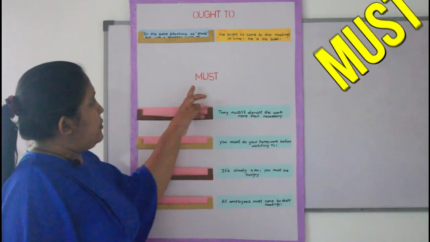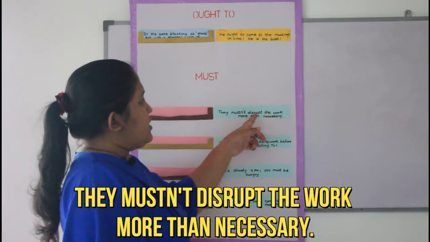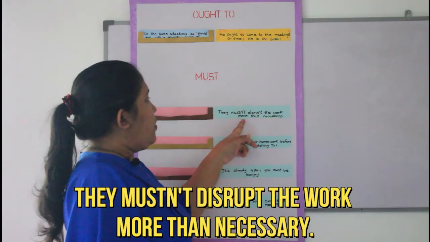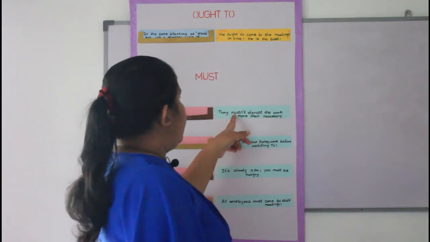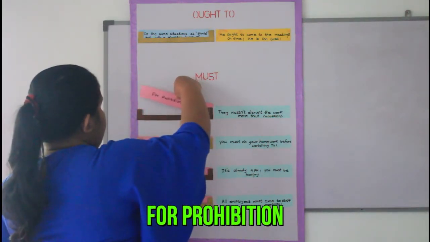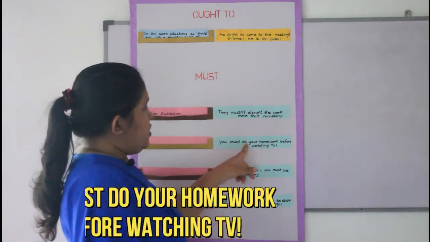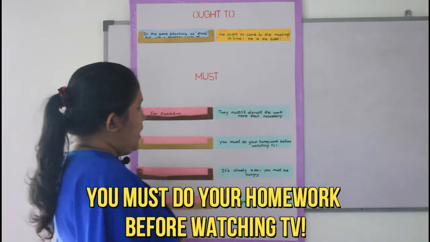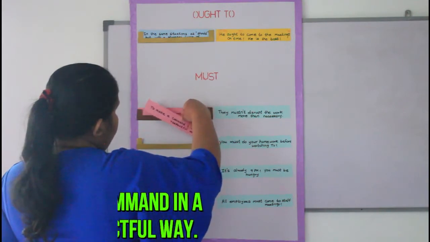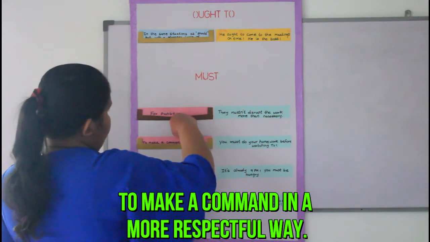Next modal verb, must. Look at these sentences. First one. They must not disrupt the work more than necessary. Here the negative form of must is used for prohibition. Now look at this sentence. You must do your homework before watching TV. Here the modal verb must is used to make a command in a more respectful way.